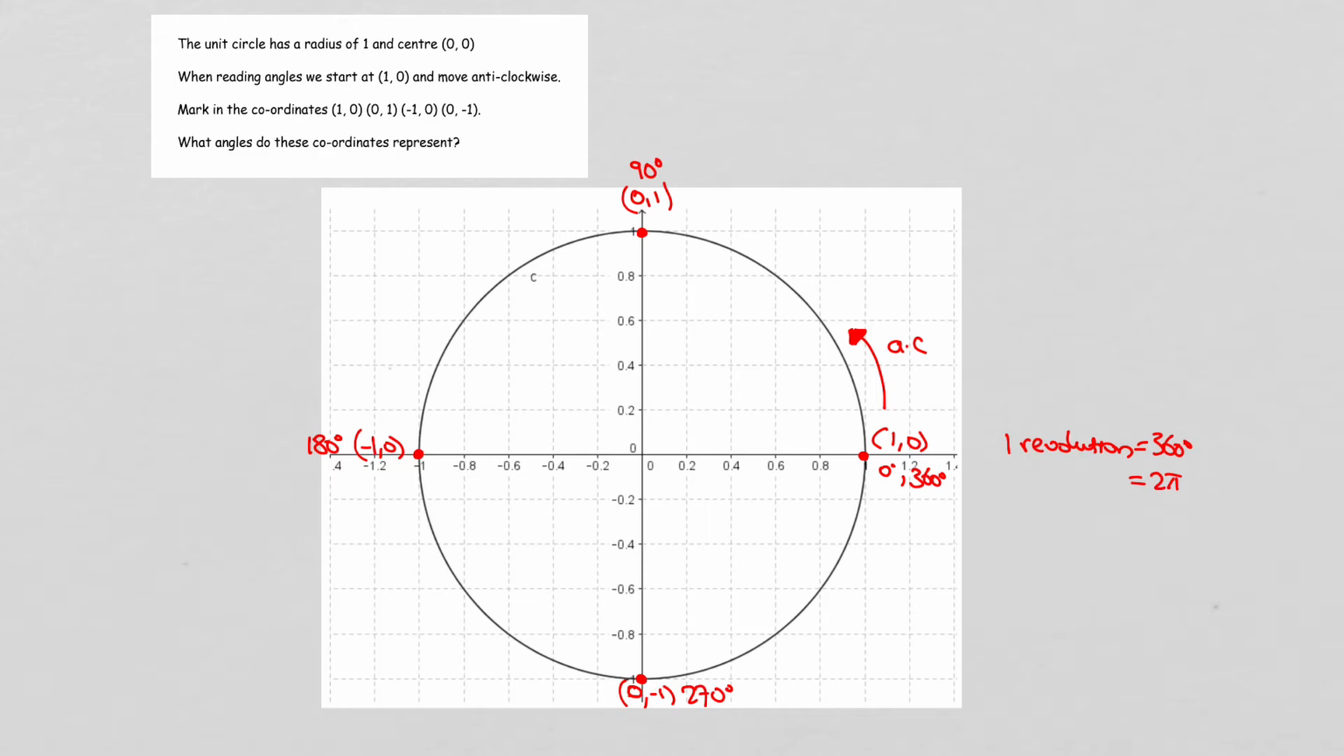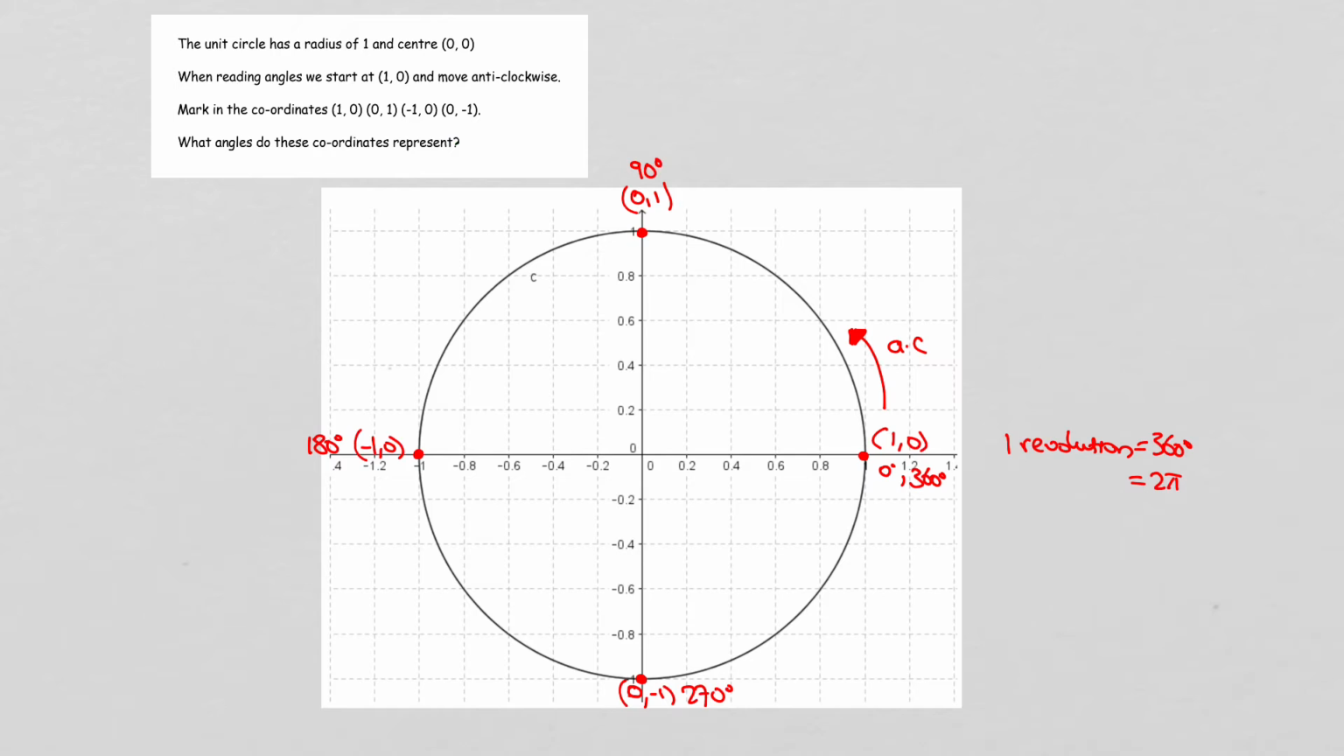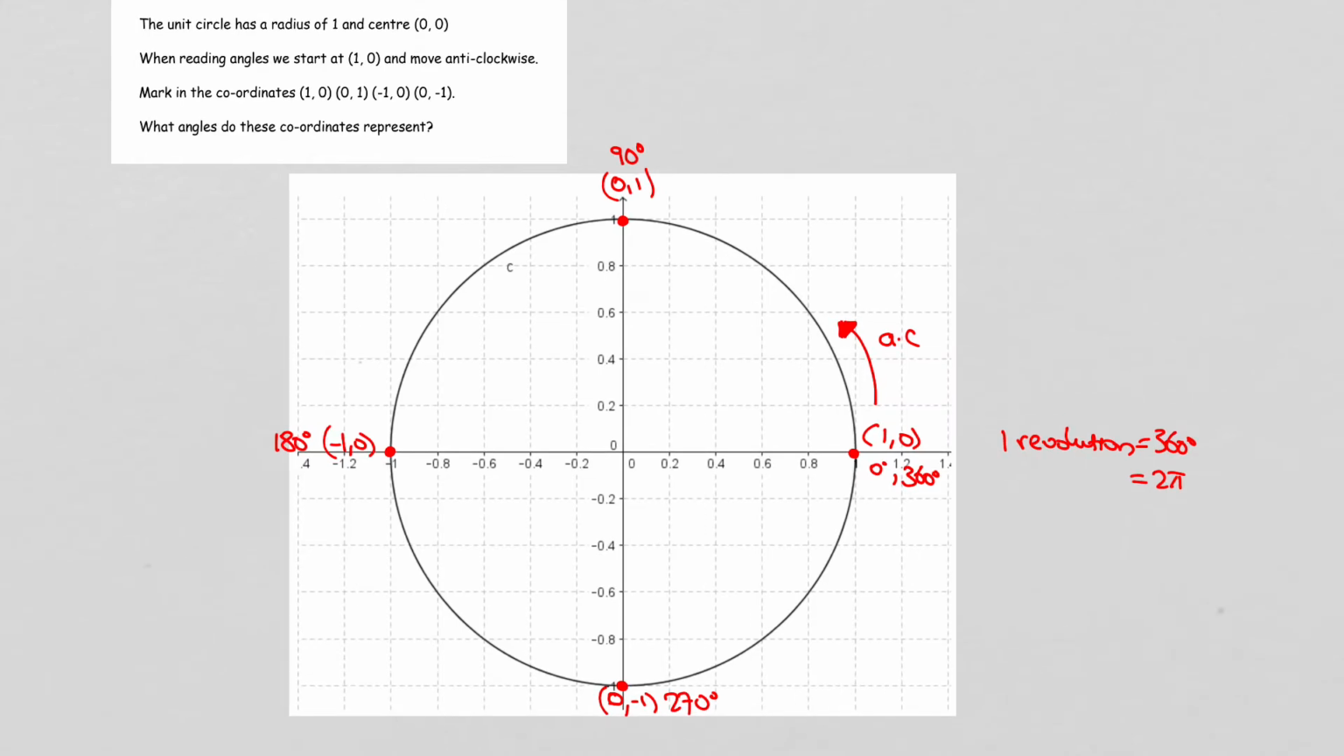Now, what's interesting about these coordinates is we know from the previous slide that the x is always cos theta and the y is always sine theta. So if I just write it in green, the x is always cos and the y is always sine. So I'm just going to write c over the x and s over the y, c over the x, s over the y, c over the x and s over the y. So we can actually use this unit circle, and looking at these 4 points, we now have information about cos and sine for 4 different angles.